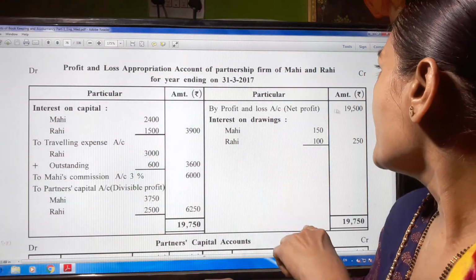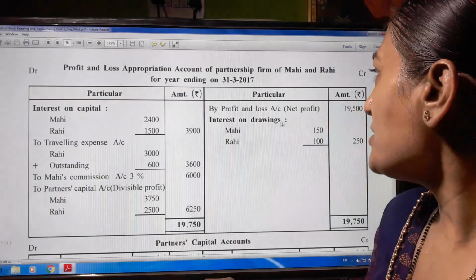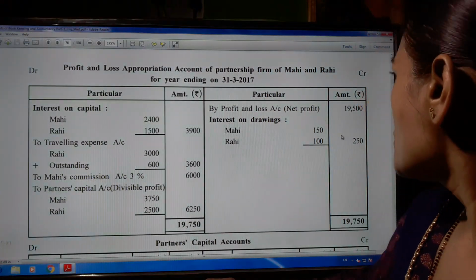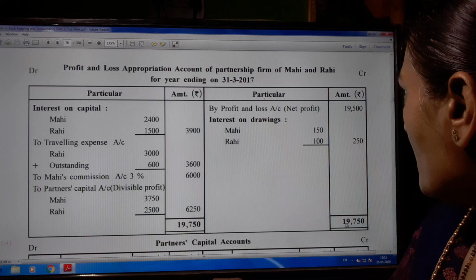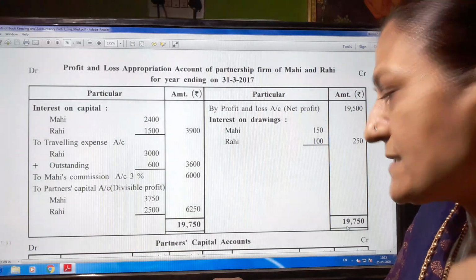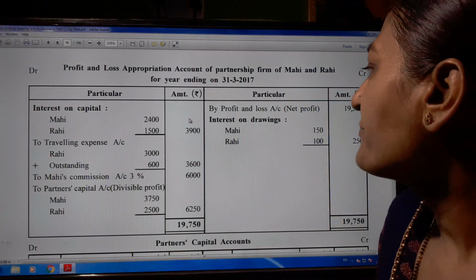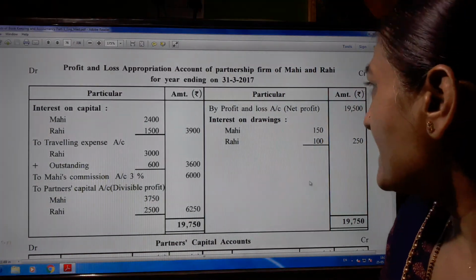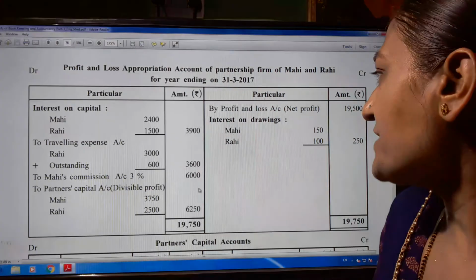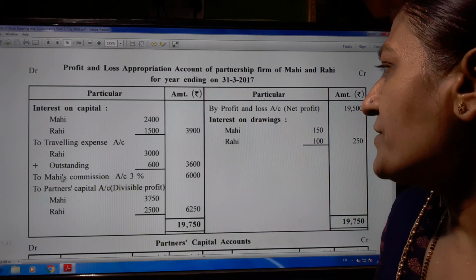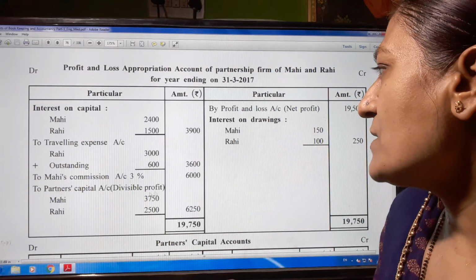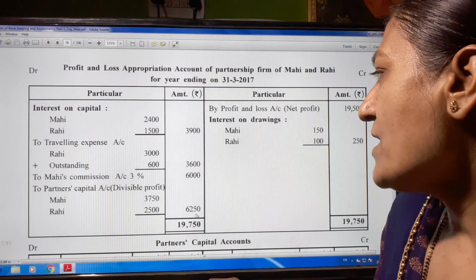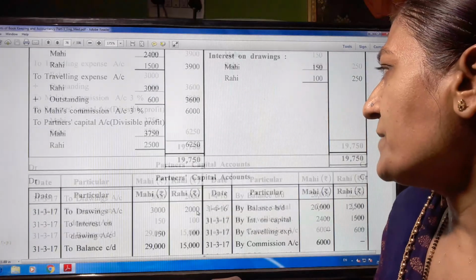To profit and loss account, net profit transferred from the profit and loss account, we write here 19,500. Interest on drawing: Mahi 150 and Rahi 100, total 250. So the credit side of the profit and loss appropriation account is 19,750 and the debit side's total is less. The credit side's total is greater than the debit side, so we transfer here and write 6,250 to partners' capital account, divisible profit. Mahi 3,750 and Rahi 2,500, total 6,250.